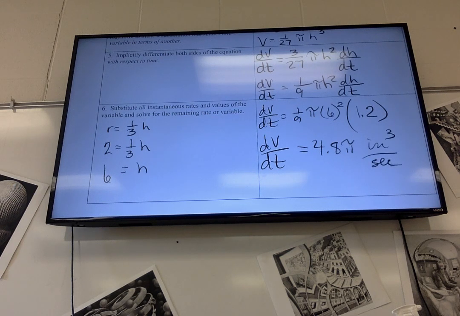So inches cubed per second. Yeah, that's right. I said feet. And we know it's cubic because it's volume.